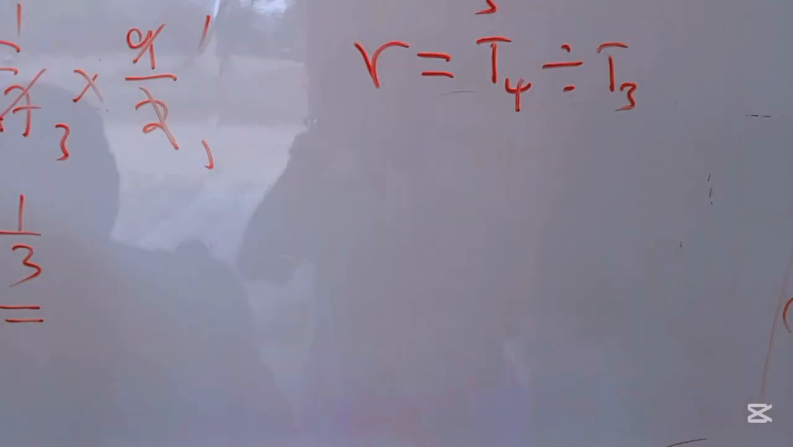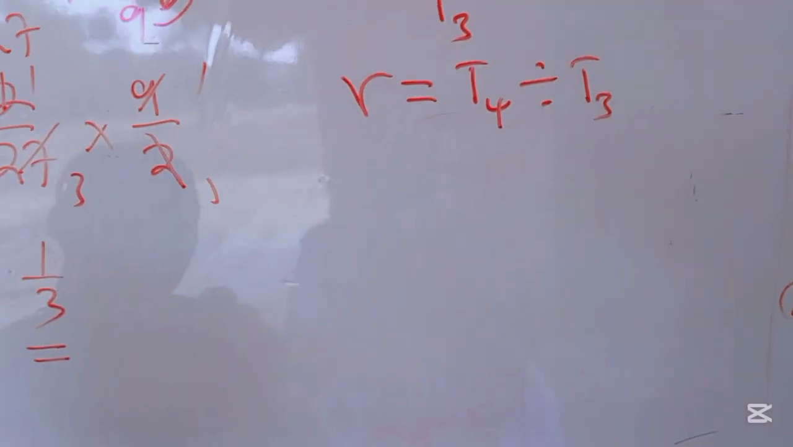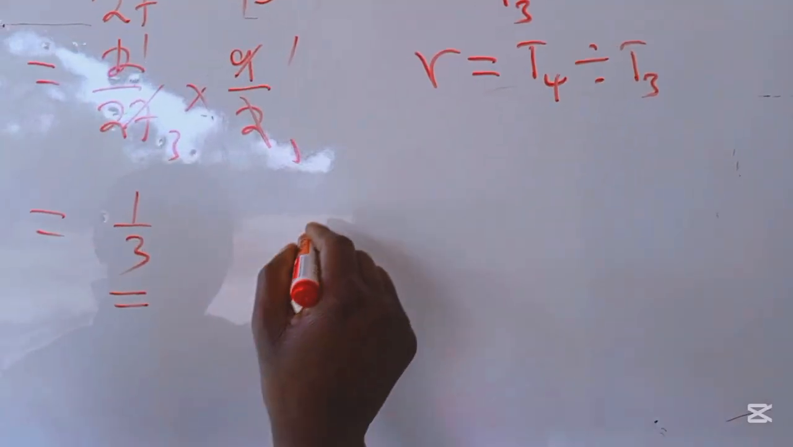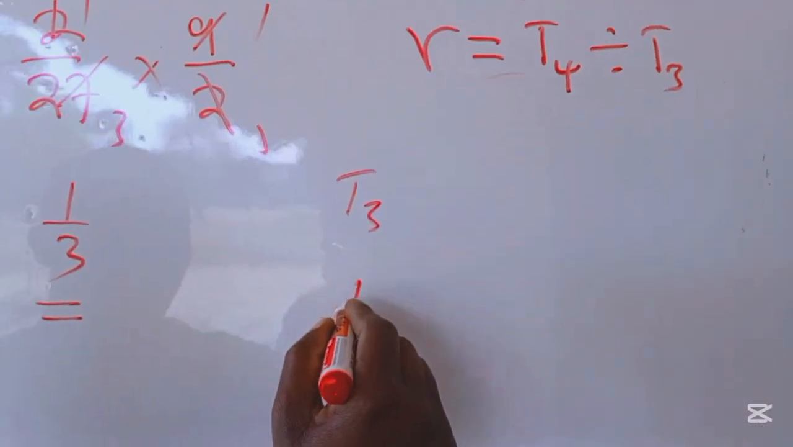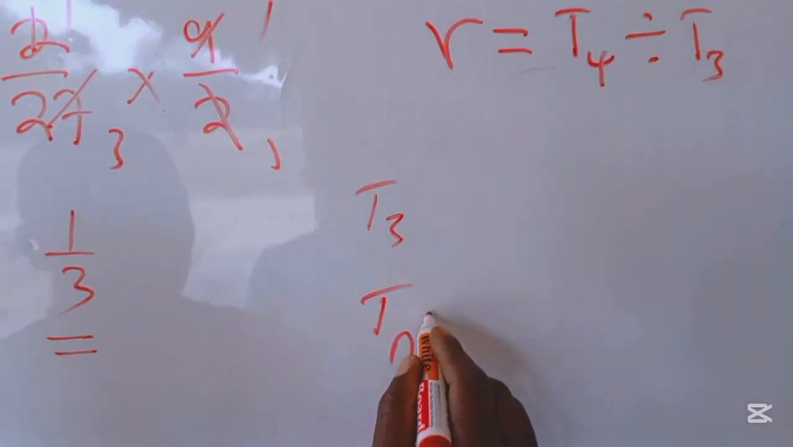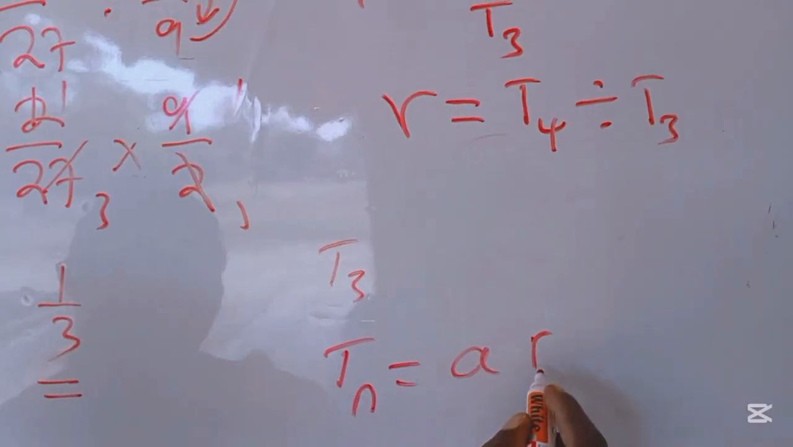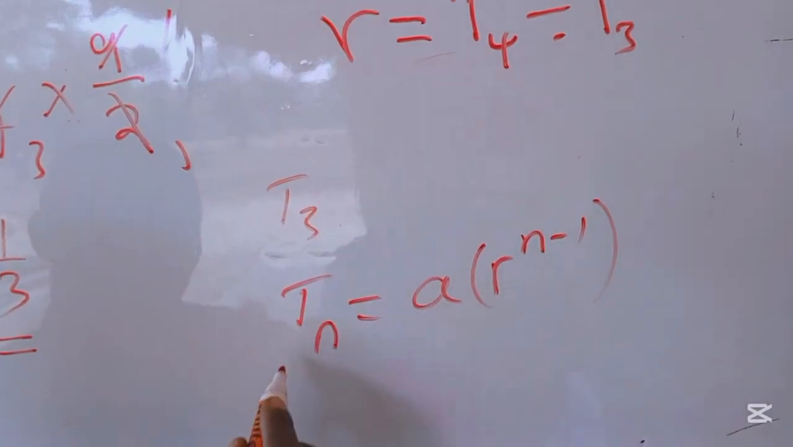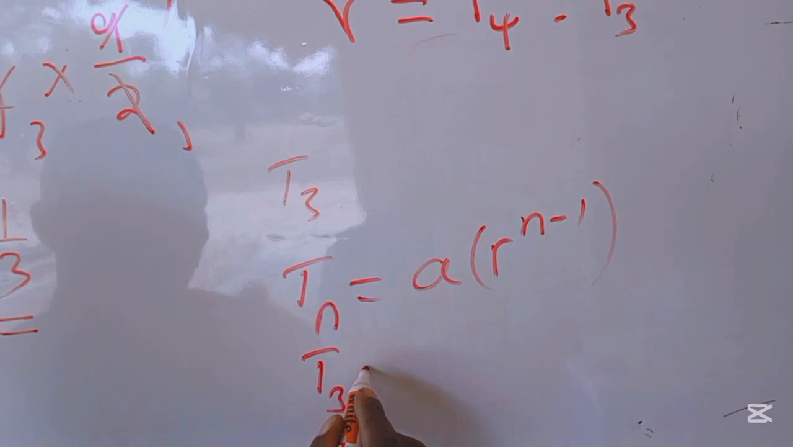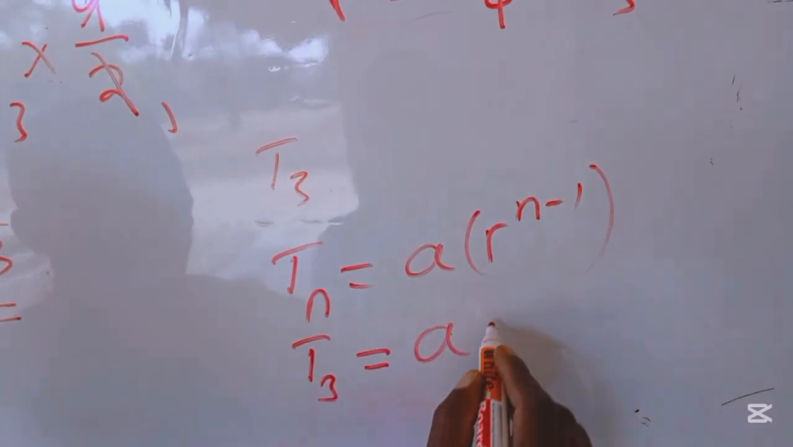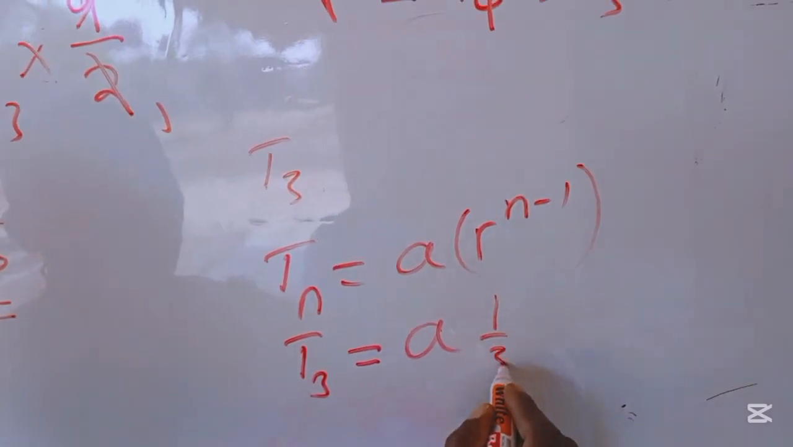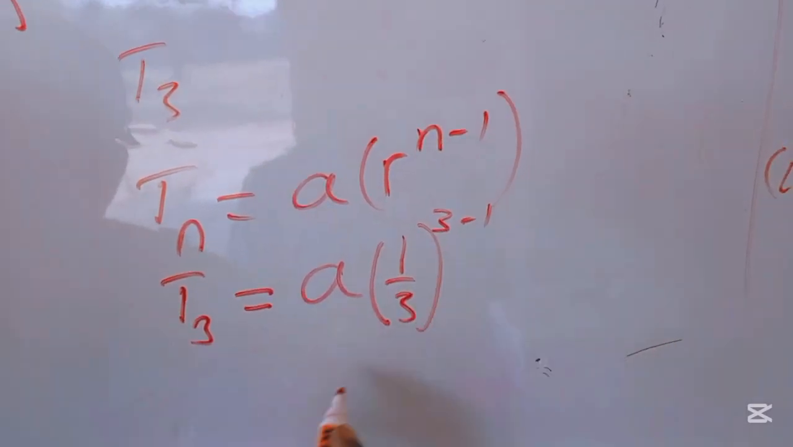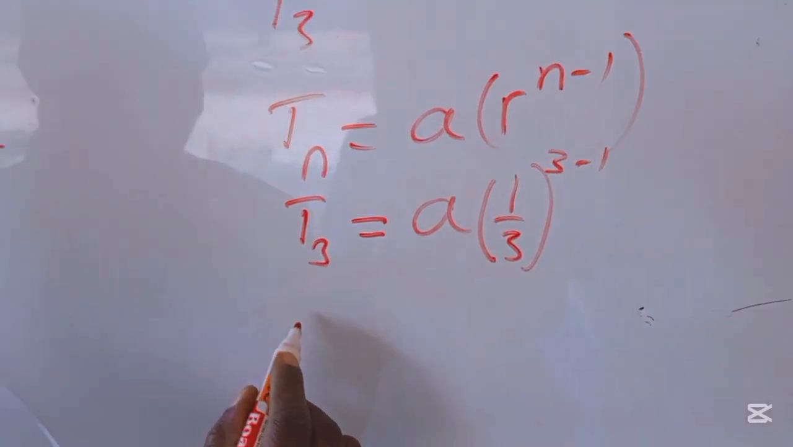Now that I've got the common ratio, they are asking for the first term. Remember, the nth term of a GP is equal to A R to the power n minus 1. Since I'm looking for the first term, I don't know my A, but my common ratio is 1 over 3. For the third term, it is n minus 1 with n equal to 3, so the power is 3 minus 1. Now I can start replacing.